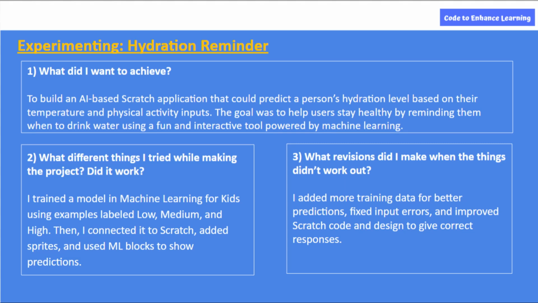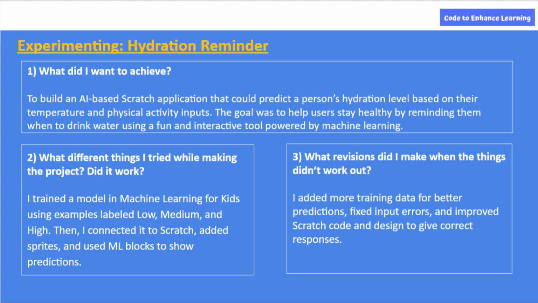Now, let's take a moment to reflect on the process of experimenting. The first question is, what did I want to achieve? Well, the goal was to build an AI-based Scratch application that predicts a person's hydration level based on their temperature and physical activity. In simple words, I wanted to create a fun and interactive tool that reminds people when to drink water and helps them stay healthy.